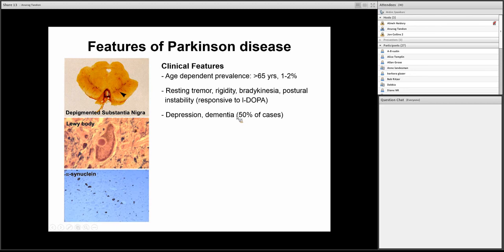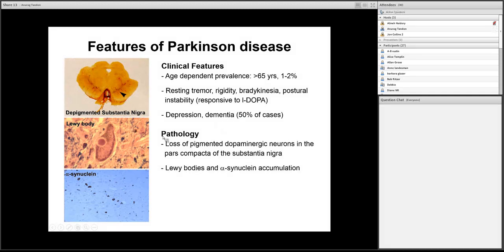Now, when we look at the pathology, there's a nice image here of a Lewy body, and you see the loss of pigmented dopaminergic neurons in the pars compacta of the substantia nigra, shown here. You also get these Lewy body structures. These are dense intracytoplasmic inclusions, and there's a protein that's highly abundant in these. It's called alpha-synuclein, and this is the protein I'm really going to be talking about a lot today.